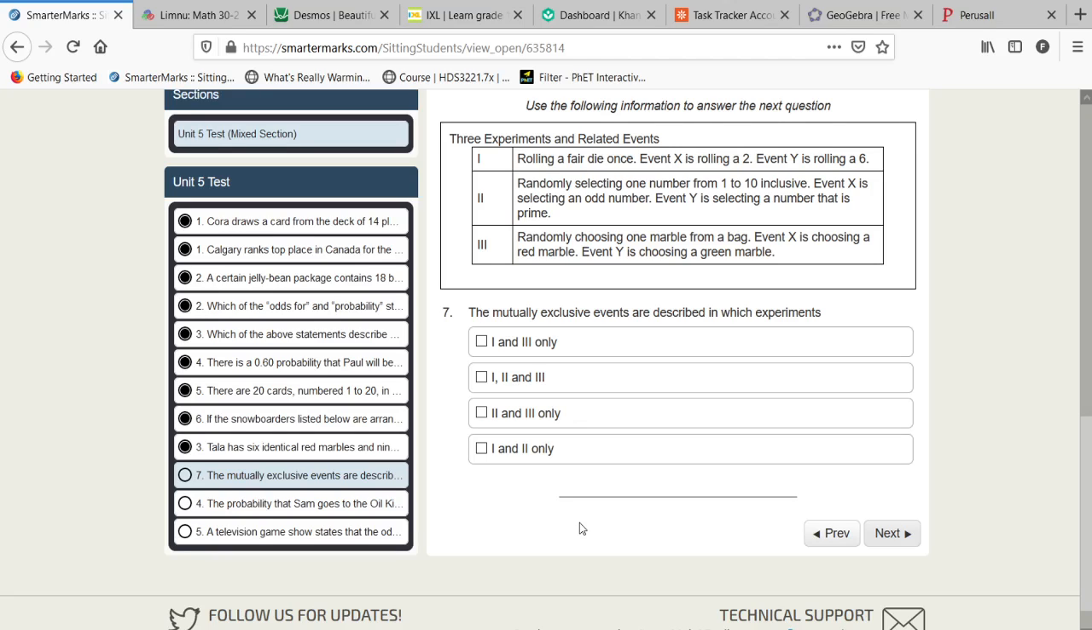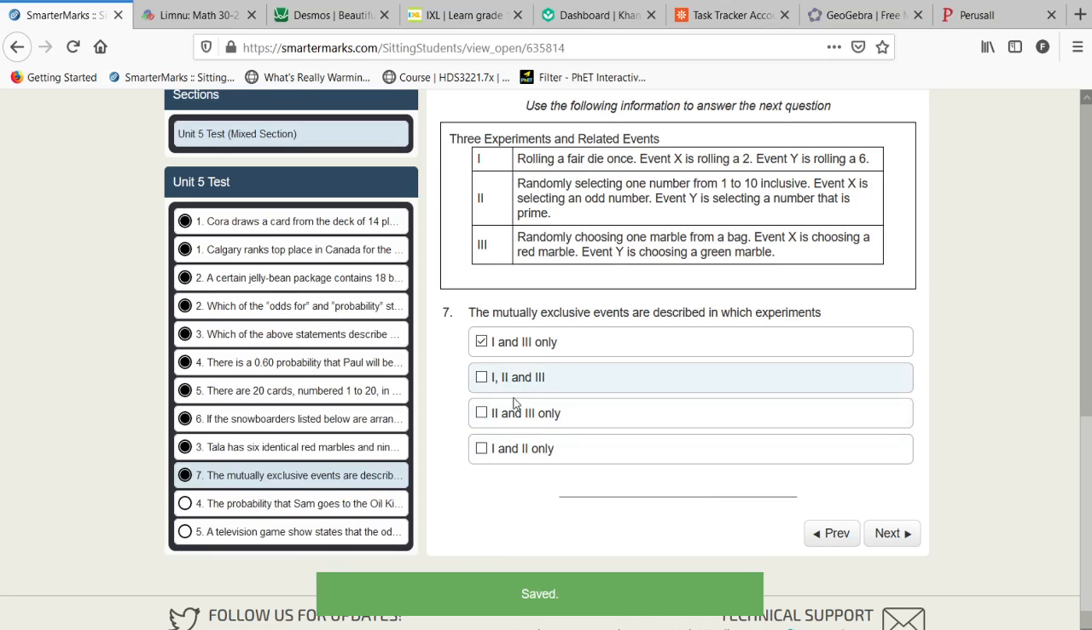Number 2, randomly selecting a number from 1 to 10 inclusive, event X is selecting odd, event Y is prime. Well, 3, 5, and 7 are both odd and prime. So those events are not mutually exclusive. So it must include 1 and cannot include 2. Therefore, because it's multiple choice, this dictates that 3 must be mutually exclusive.